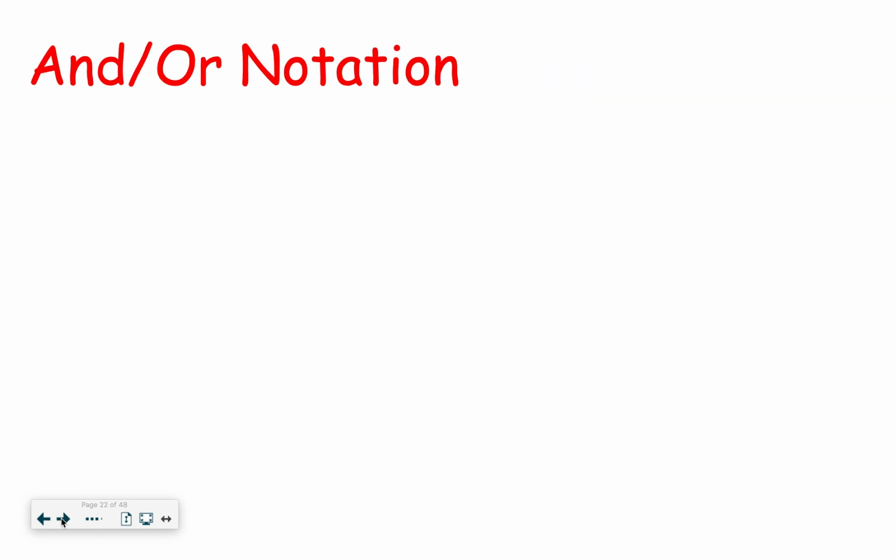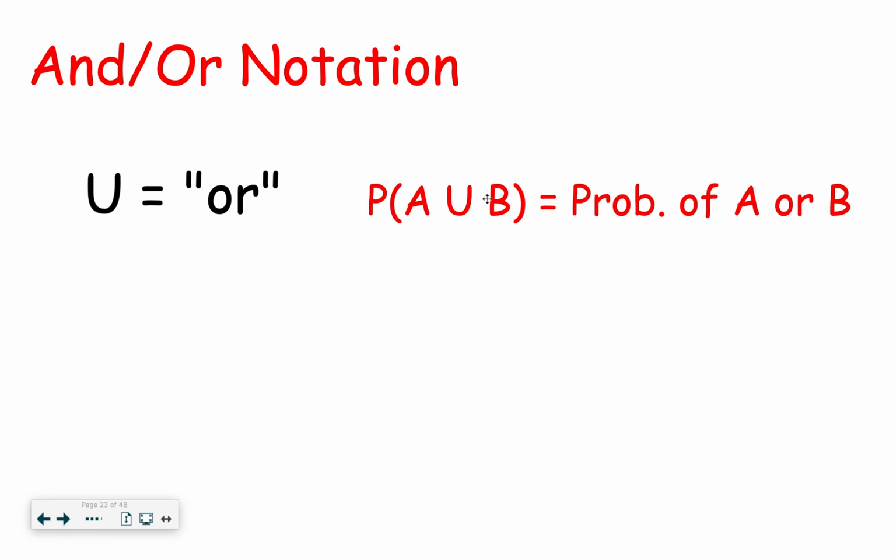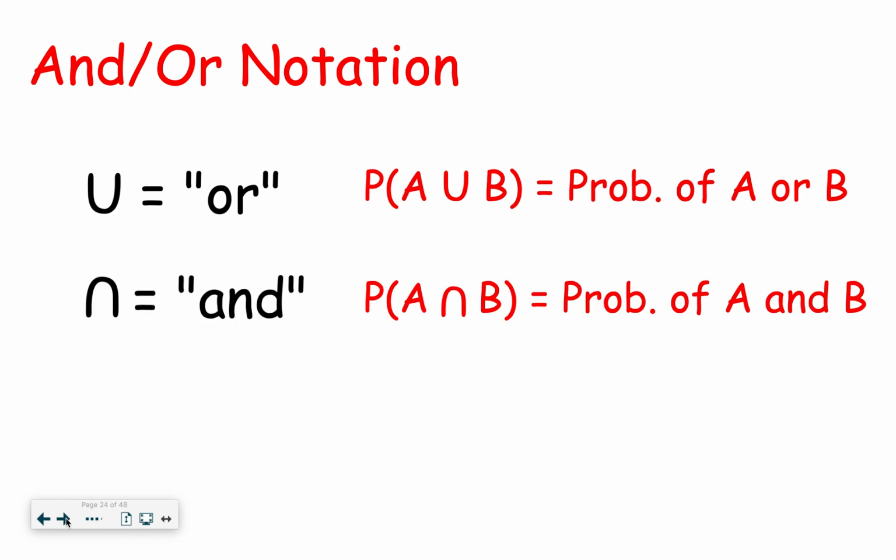Okay, and then I probably should have started with this, but your and versus or notation. Remember, your or notation is like a U symbol. So if you see probability of A or B, that's the probability of either of them occurring. It could be one, it could be both, but that's what or means. And is an upside down U, and that has to be literally the probability of both of them occurring at the same time.